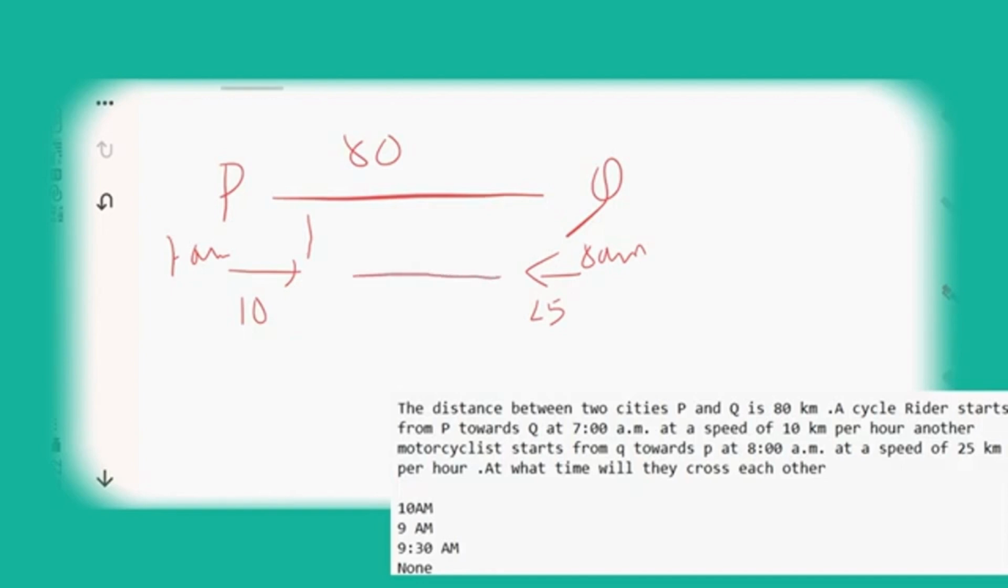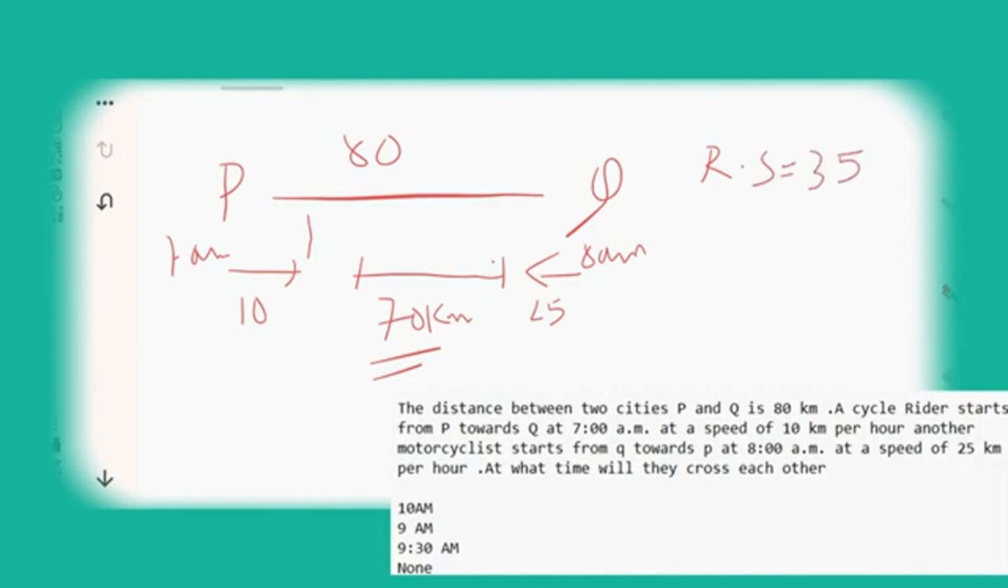Okay, so that means the distance of 70 kilometers needs to be covered by the motorcyclist to cross the cyclist. Tell me what the relative speed will be in this case. As they are going towards each other, the relative speed will be x plus y, that means 10 plus 25. So 35 kilometers per hour will be the relative speed in this case.